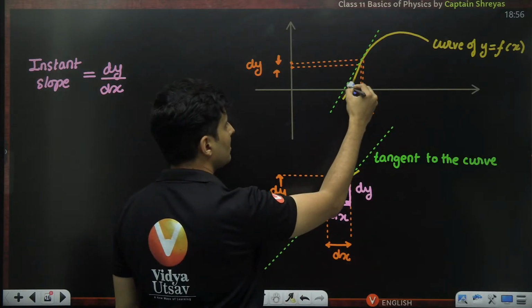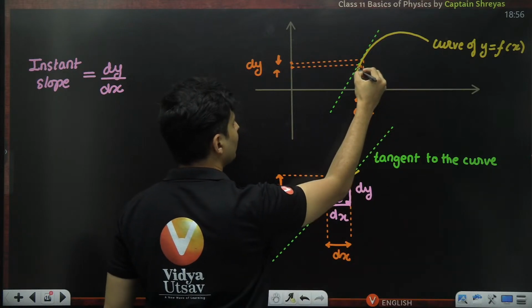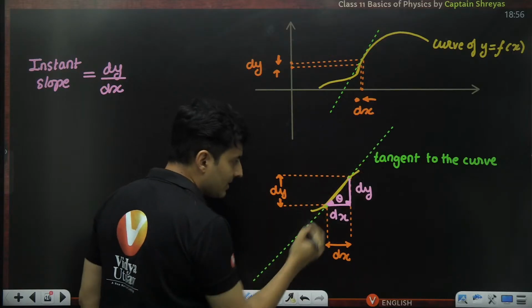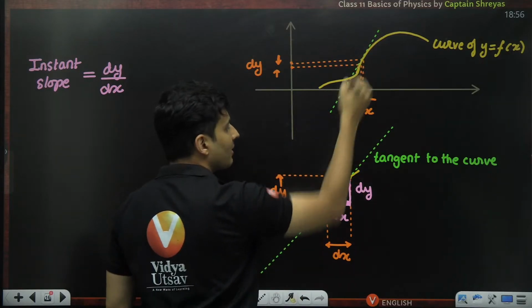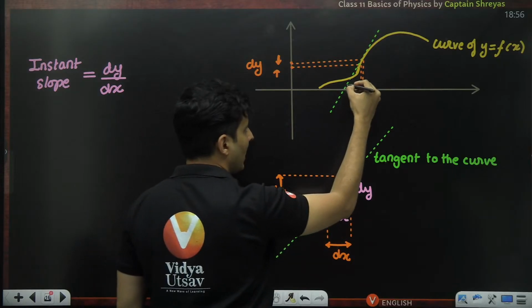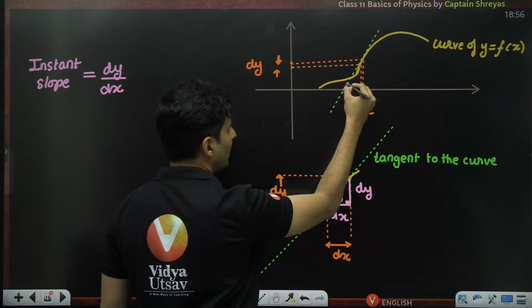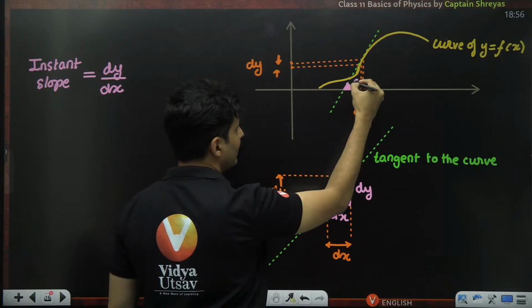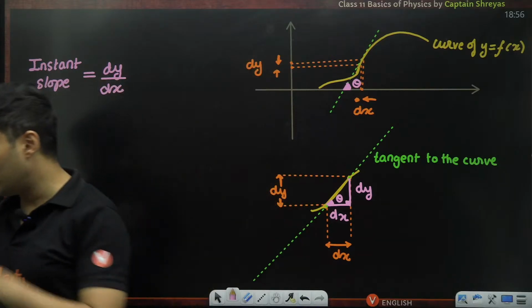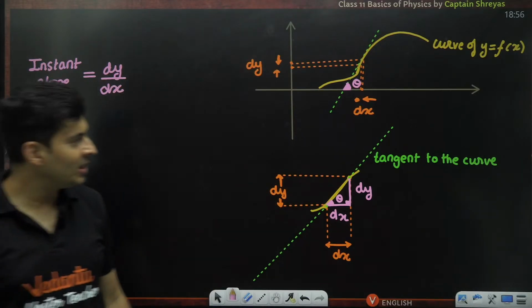Let me put that curve here. Whatever the tangent makes with the x-axis is also the angle which the tangent makes with dx over here. So can I mark this particular angle also as theta, my dear students? Everyone with me on this?